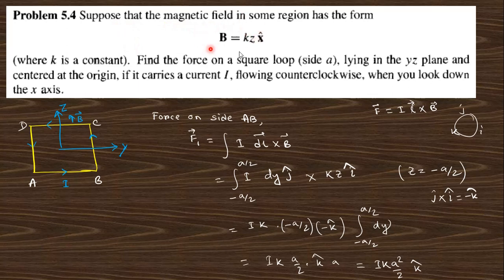Suppose the magnetic field is along the x direction, and find the force on a square loop of side a lying in the yz plane and centered at the origin. The current is flowing counterclockwise looking into the x-axis. This problem was actually discussed in the previous lecture, that is question number 44 of this Vasudev Ghosh book.